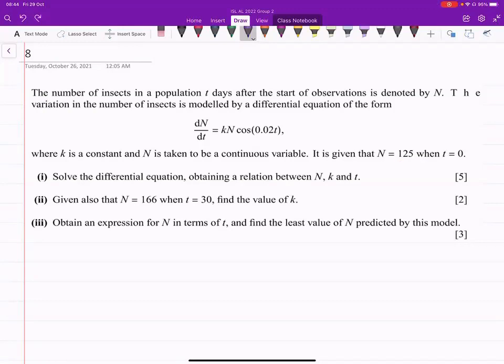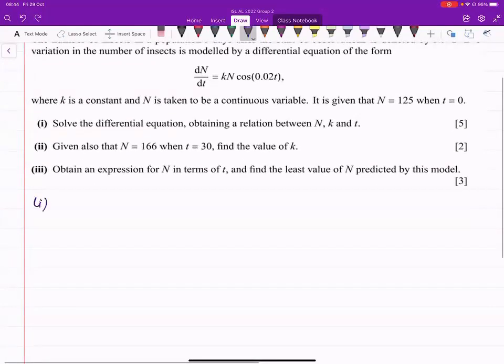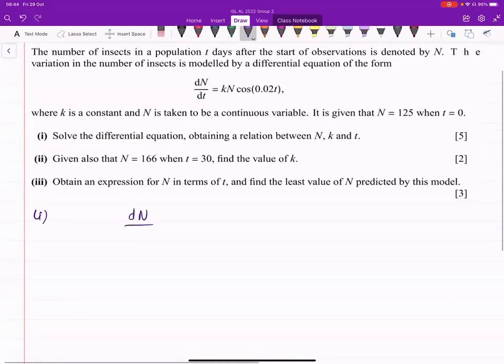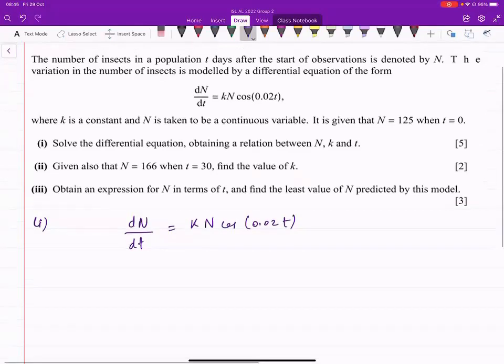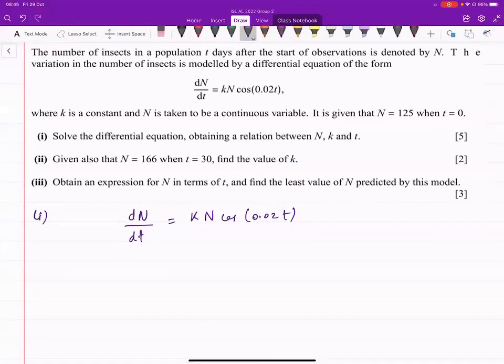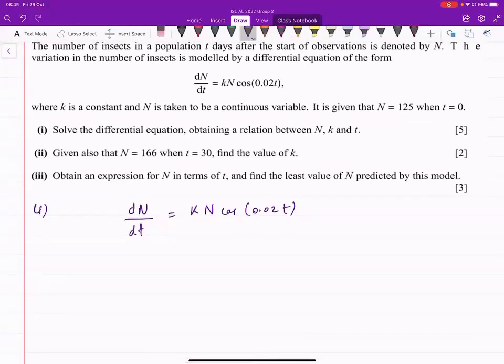Okay, let's do the first part, so that we can look at the remaining parts after that. We have to solve this differential equation. dn over dt equals kn cos 0.02t. Okay, first of all, how do you find the value of k? We are given that n equals 25 and time equals 0. Can we figure out the value of k here? We need a relationship between n and t, so we don't need to find the value of k. So since we have to find it in terms of n and t, it's not necessary to find the value of k.